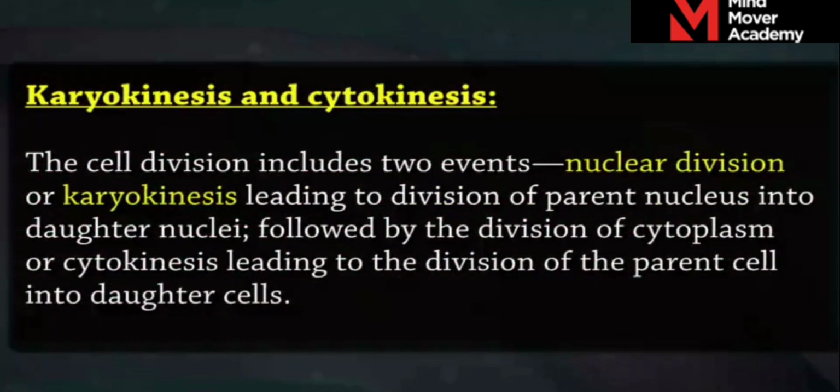Karyokinesis and cytokinesis. The cell division includes two events: nuclear division or karyokinesis, leading to division of parent nucleus into daughter nuclei, followed by the division of cytoplasm or cytokinesis, leading to the division of the parent cell into daughter cells. Let us study about these processes in detail.